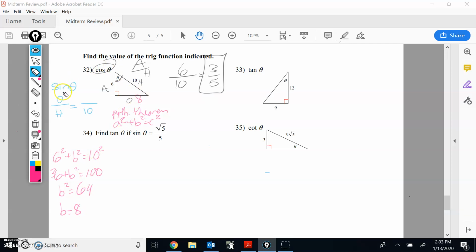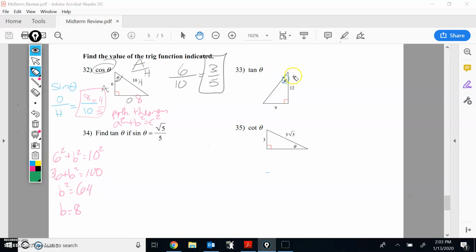Again, if this was a sine problem, opposite over hypotenuse, you would have to do the Pythagorean theorem to find out the opposite, which was 8. And you could simplify that to 4/5 if you want as well. Let's go to the next one.